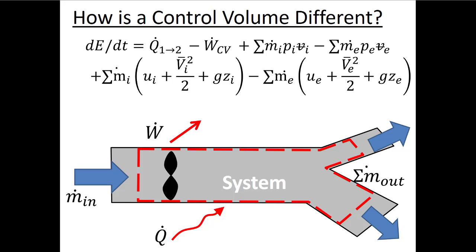So I can do this at the inlet and at the outlet, right? And now I have an equation for open systems if I'm trying to conserve energy, right? But this is a little bit messy, right?